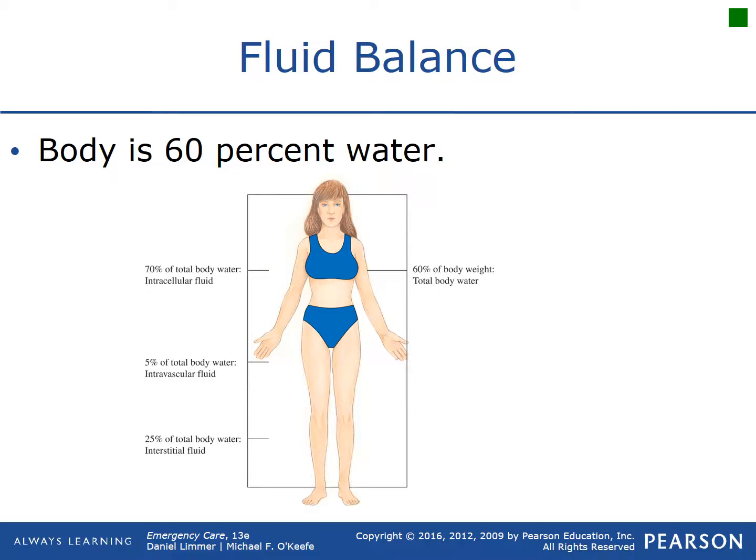Your body is just like planet Earth. It is mostly water. 70% of the water is intracellular fluid, so within that cellular level is where most of that fluid is. 5% of the total body water is within the vascular fluid, and 25% of total body water is interstitial fluid, so within our tissues.